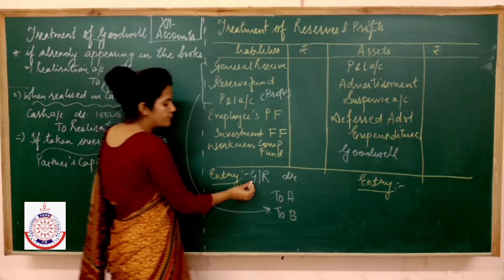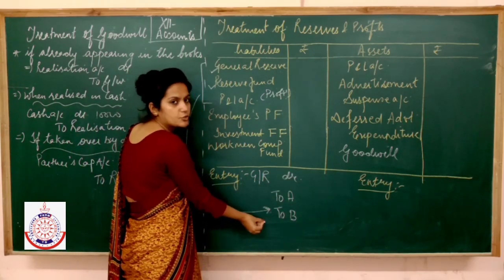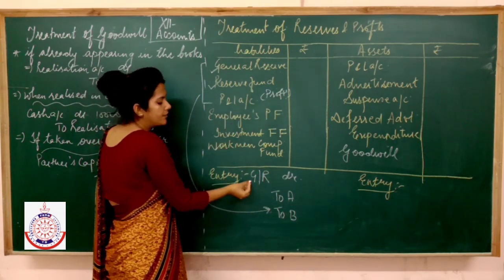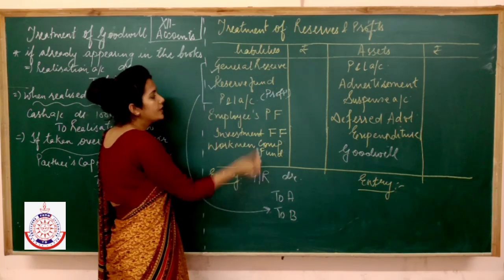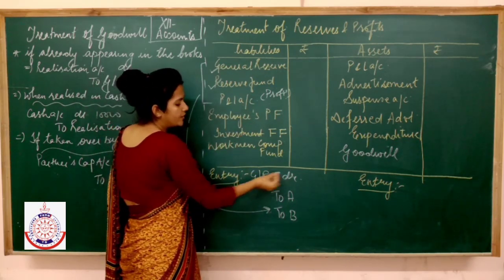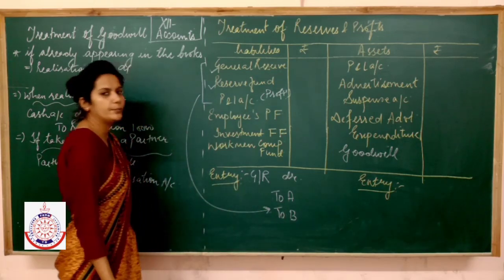Fine. So, if it is general reserve, write general reserve debited to A to B. If it is reserve fund, write reserve fund debited to A to B. If it is P&L account, write profit and loss account debited to A to B.